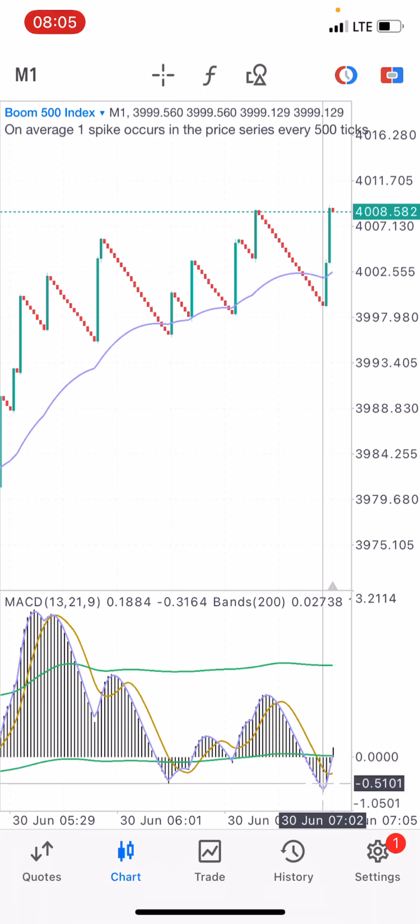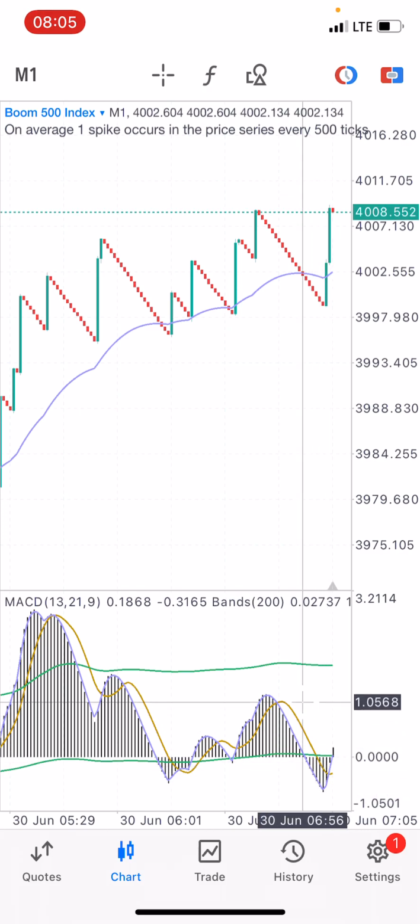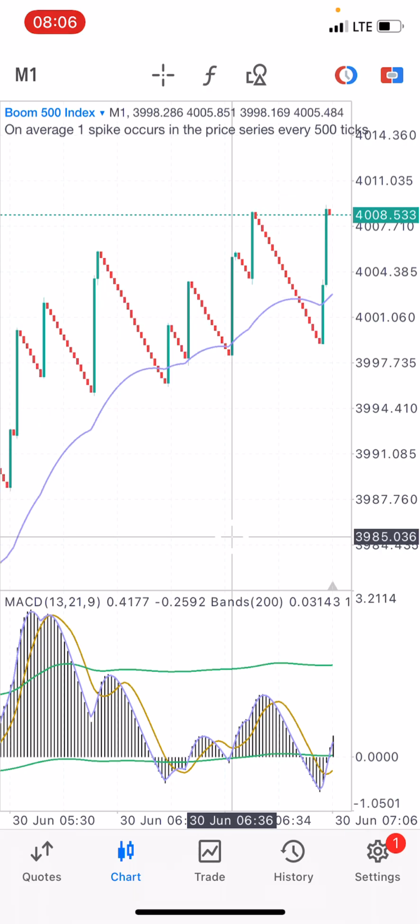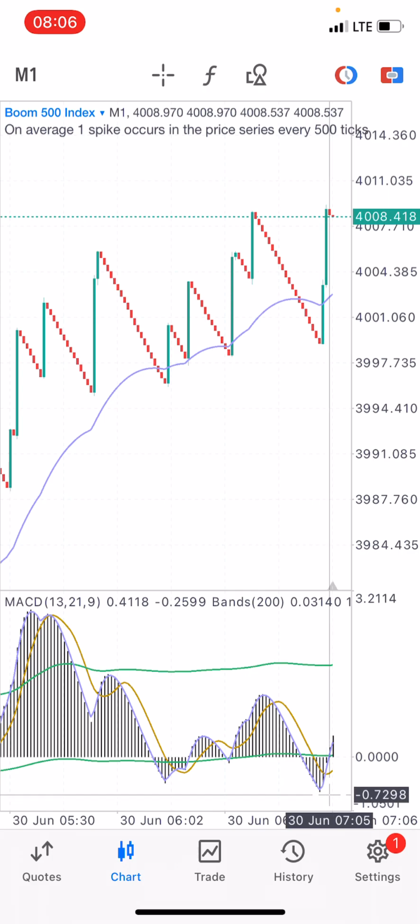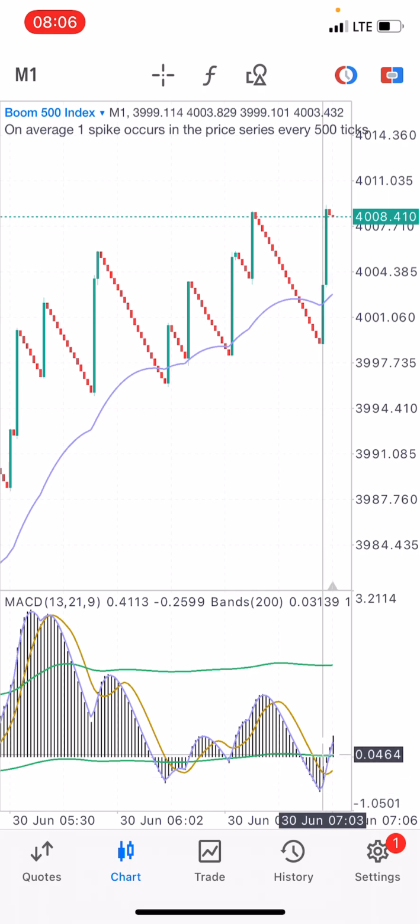The gold line and the purple line has crossed, which is the thing that you have to look out for while playing with the Boom and Crash. If you want to use this indicator, you have to look for this confirmation. And what's the confirmation I'm talking about? I'm talking about this crossover here. So this crossover here indicates that it's time for you to go in for a buy.